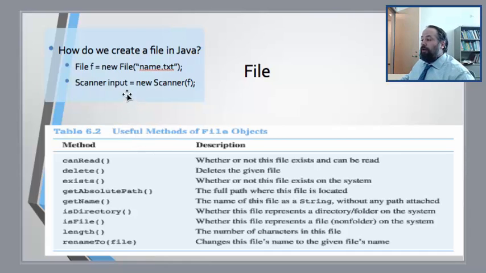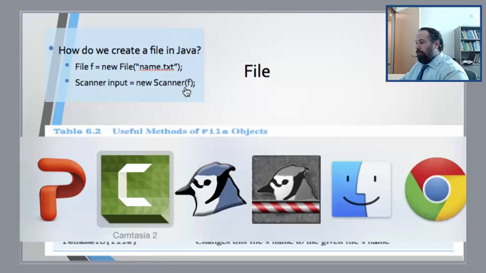And then we create a new scanner based on that file. Remember before, when we created a new scanner, the argument we sent to it was System.in. Now we're going to send in that file handle. Let's do that. Let's go to BlueJ.